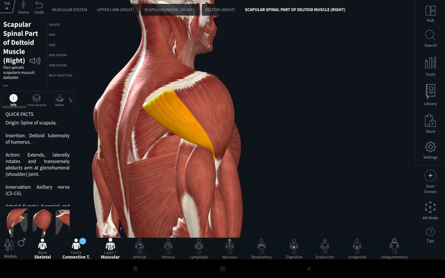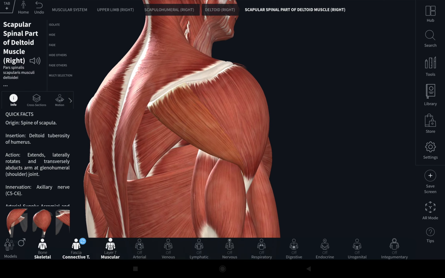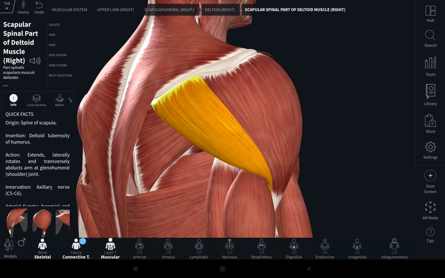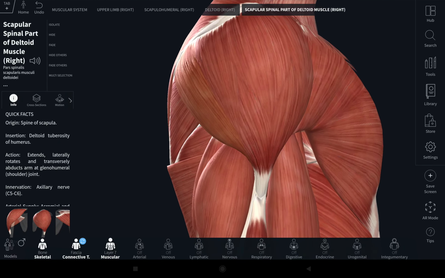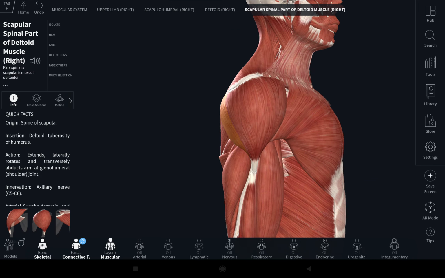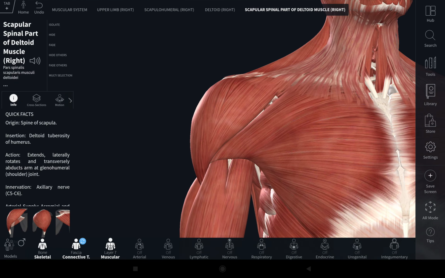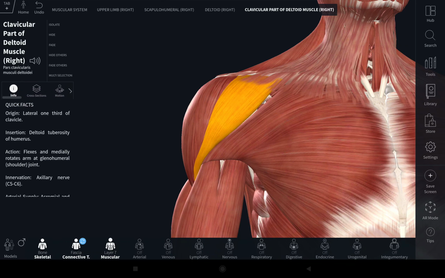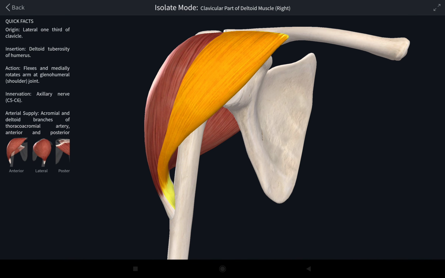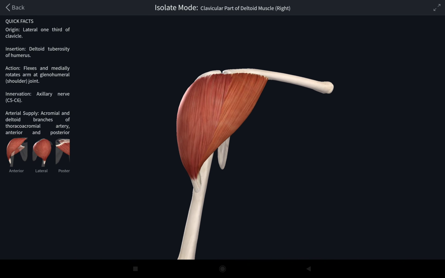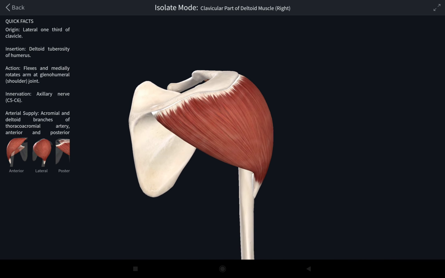Then the last part is the scapular spinal part of the deltoid muscle, which arises from the scapular spine and inserts in the deltoid tuberosity of the humerus. So this is the deltoid muscle. If we isolate the deltoid muscle, then you can clearly see the structure of the deltoid muscle.